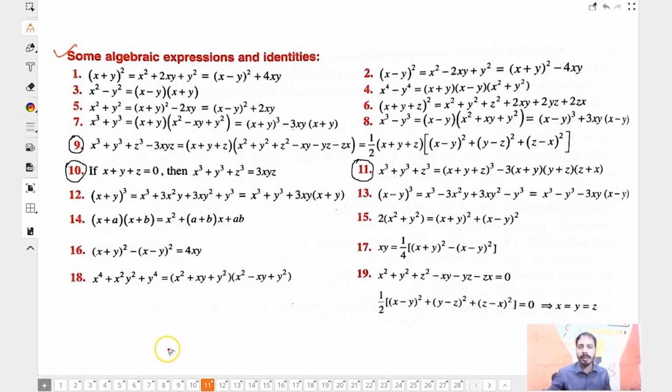Next topic is algebraic identities. Now, why do you need to learn these algebraic identities? Just to find out the factors easily for higher degree polynomials. That's the reason, nothing else.